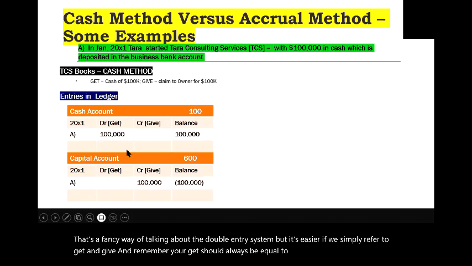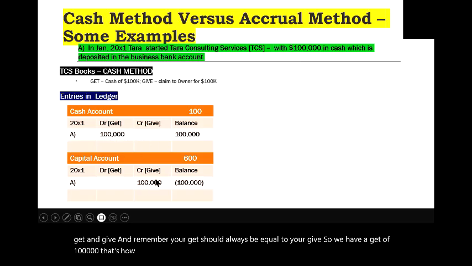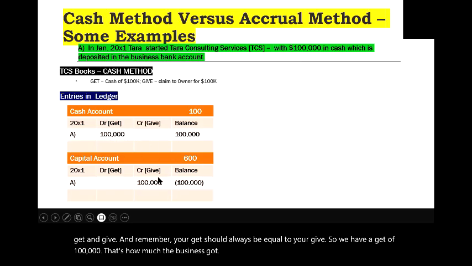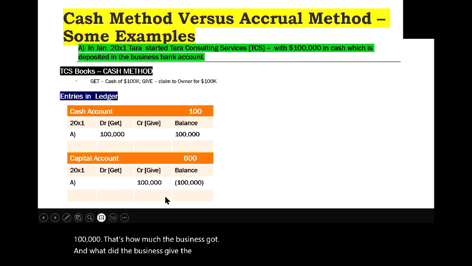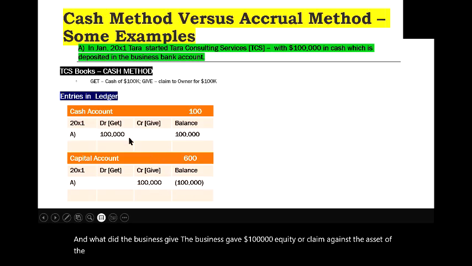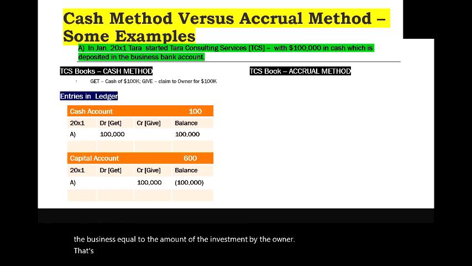So we have a get of 100,000. That's how much the business got. And what did the business give? The business gave $100,000 equity or claim against the asset of the business equal to the amount of the investment by the owner. That's the cash method.